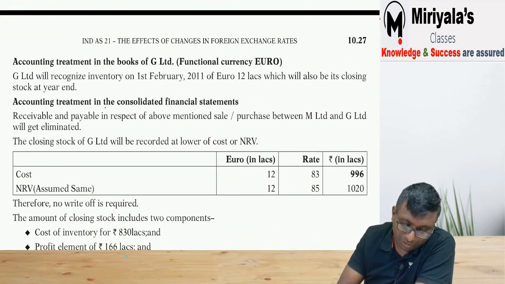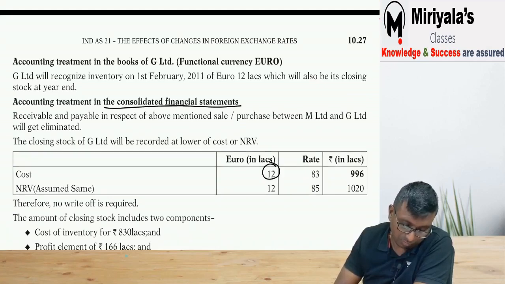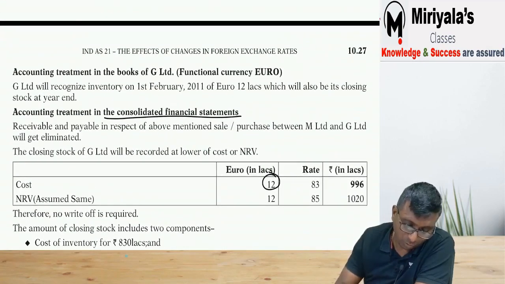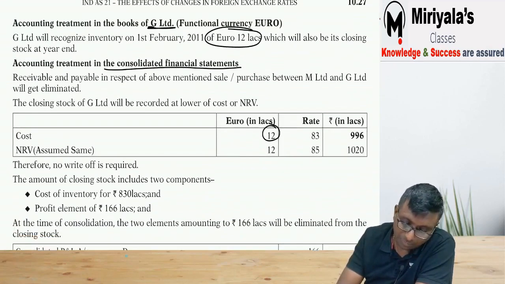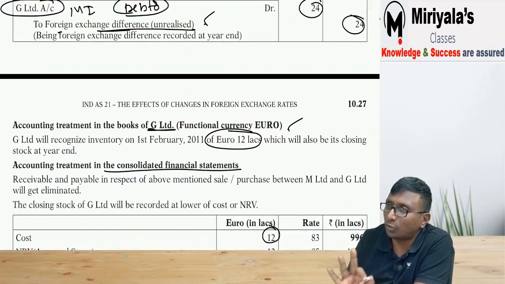Now, come to the consolidated financial statements, my dear. In the consolidated financial statements, what is my cost exactly? 12 lakh euros. Correct, na? Go through it once again. Accounting treatment in the books of G: they must have recorded 12 lakh euros only as closing stock. That is normal, this we know. So far clear or confused? So far no problem, na?